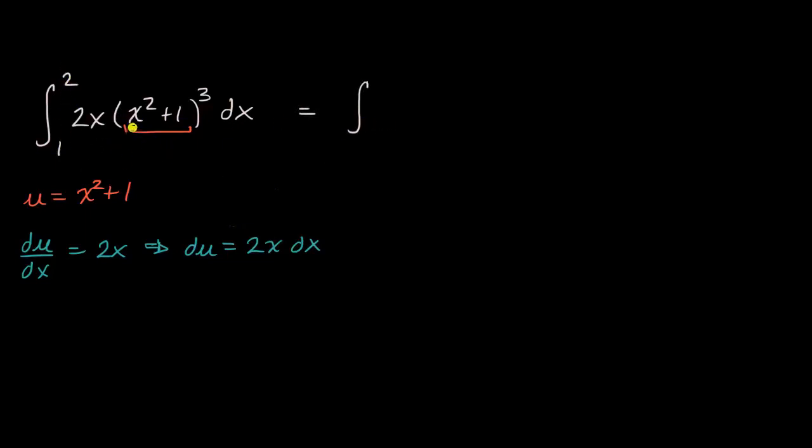So we have u to the third power, in the same orange color. That's this stuff right over here. And then 2x times dx. Remember, you could just view this as 2x times x squared plus 1 to the third power times dx. So 2x times dx, that is du. So that and that together, that is du.